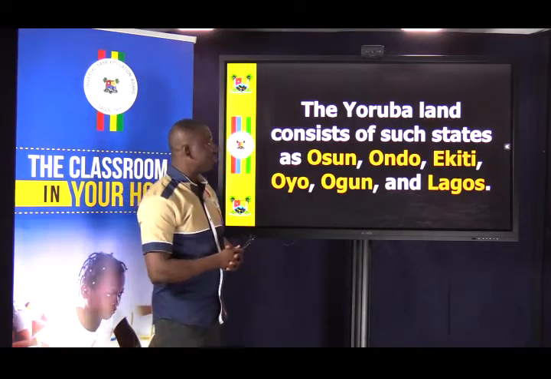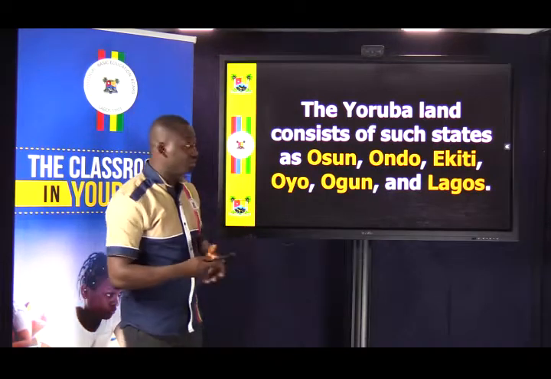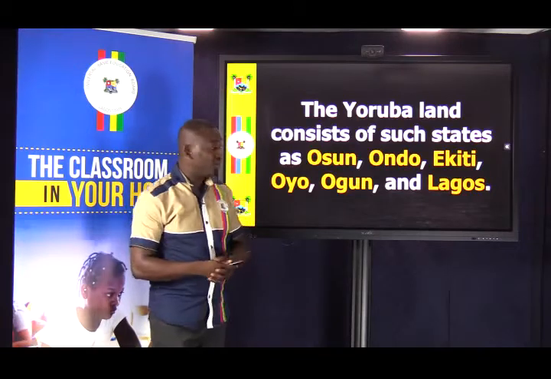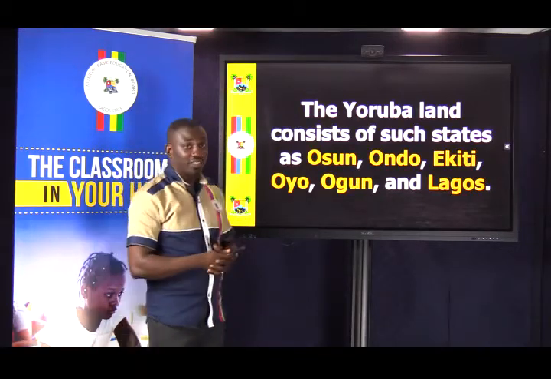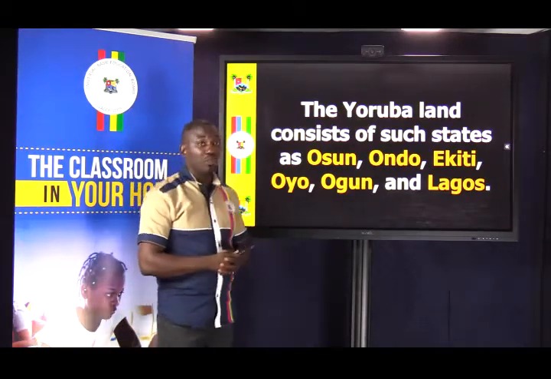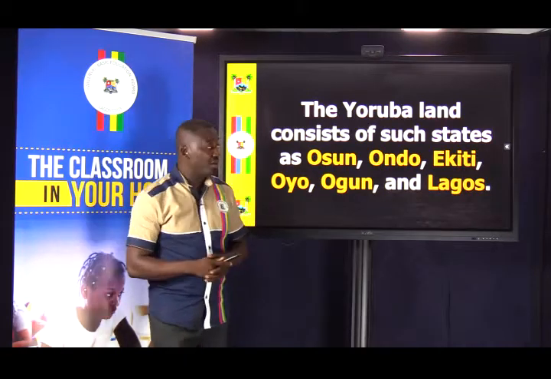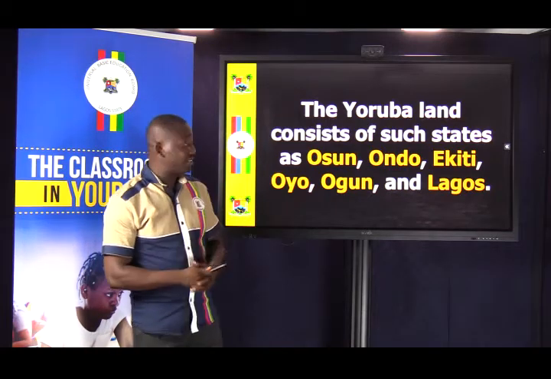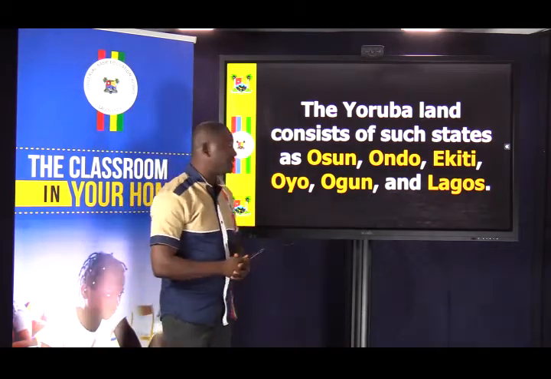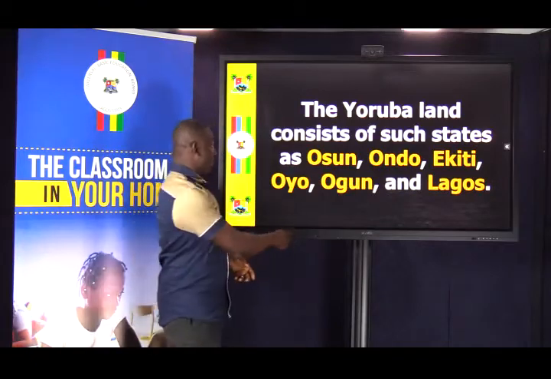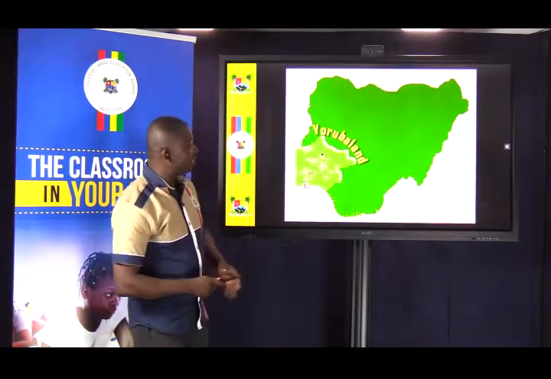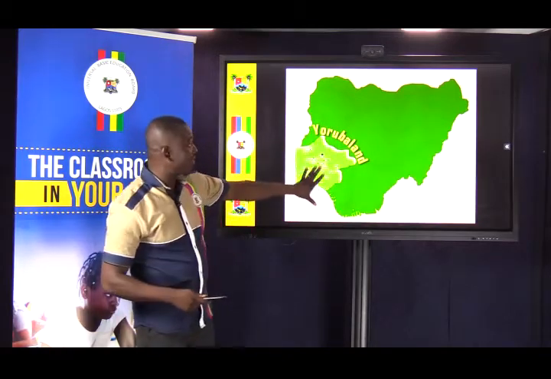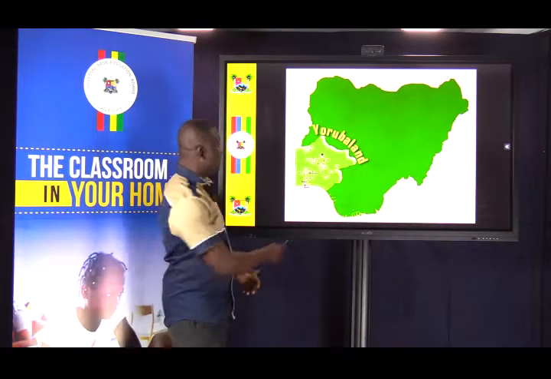And the Yoruba land consists of such states as Osun, Ondo, Ekiti, Oyo, Ogun State, and Lagos State, okay? Even though we have some Yoruba in some parts of Kogi, and some also in some parts of Kwara, the core Yoruba states are Osun, Ondo, Ekiti, Oyo, Ogun, and Lagos State, all right? And if you check the map of Nigeria, you will see the Yoruba land on the southwestern part of the map, all right?